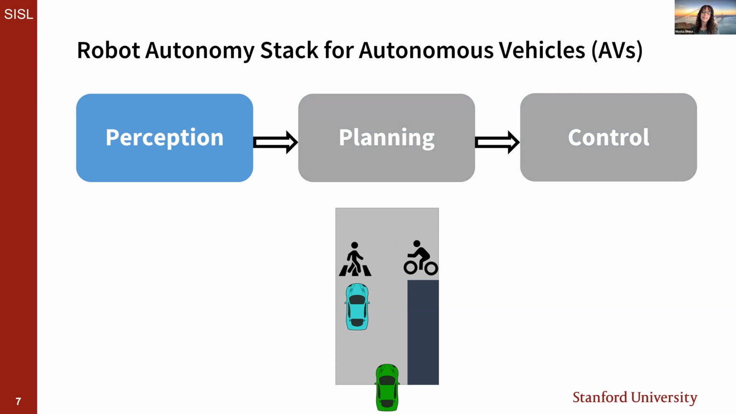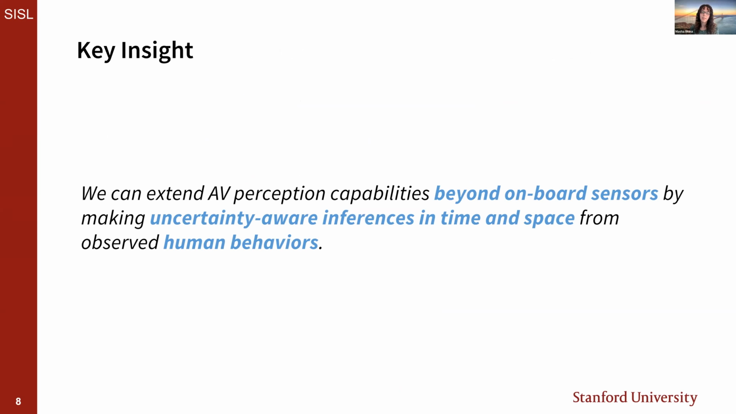The focus of my thesis has been addressing the challenges that arise in robot perception, in understanding, anticipating, and making inferences about human behaviors in order to hopefully downstream inform safe and socially cohesive human-robot interactions. The key insight of my work has been that we can extend autonomous vehicle perception capabilities beyond onboard sensors by making uncertainty-aware inferences both in time and in space from observed human behaviors.